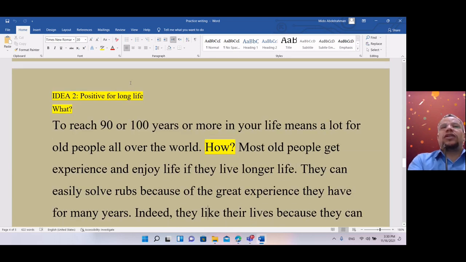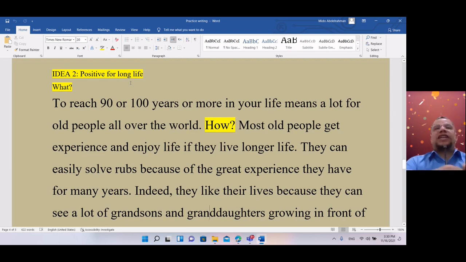So to reach 90 or 100 years or more in your life means, this is now paragraph 3 in idea 3, for example, positives for long life, and another one will be about negatives for long life. What do positives for long life mean? To reach 90 years or 100 years or more in your life means a lot for all people all over the world.